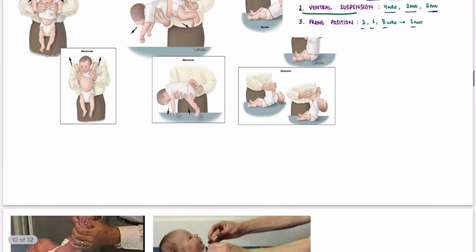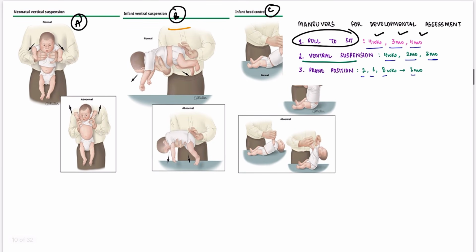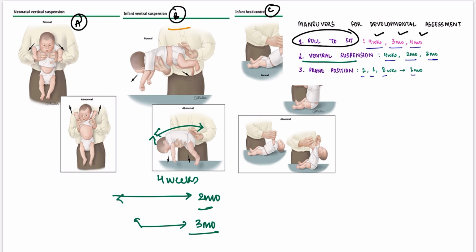So in ventral suspension, what happens? When the child is completely lagging like this, it is 4 weeks. When you notice that the child is now lifting the head in one line, this is 2 months. When the head is now above the plane, that means the complete head control has happened. That's 3 months, right? So remember, 4 weeks, 2 months, 3 months.